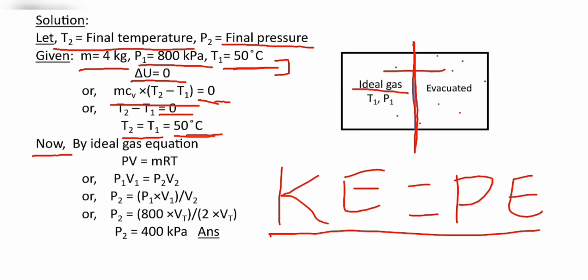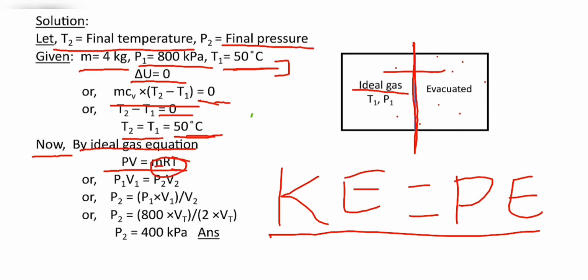Now by ideal gas equation we know PV is equal to mRT, and here mass, temperature and R are also constant. So PV is equal to constant. Since PV is equal to constant, we can write P1 into V1 is equal to P2 into V2. So P2 is equal to P1 into V1 divided by V2.